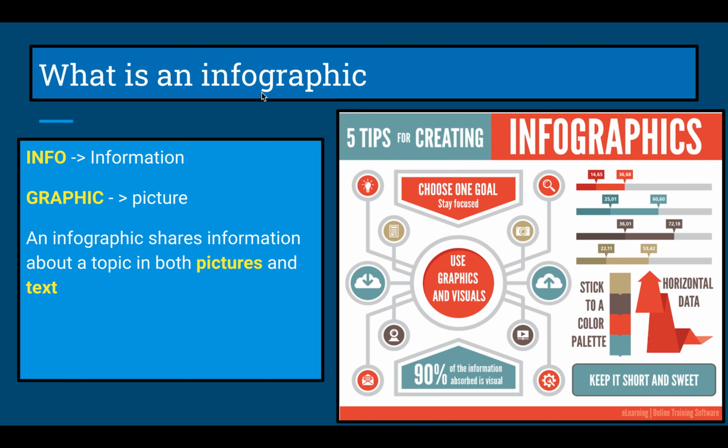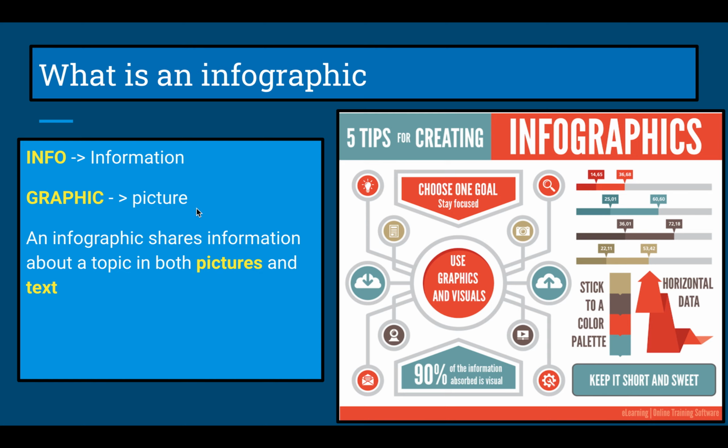So we're going to break down this word because this is something new that I've never taught, so it's important that I tell you in a correct manner. So I'm going to break the word into 2 words, right? We have root words, and the first word is info, which is information, and then graphic means picture. So an infographic shares information about a topic in both pictures and text. So you're going to put those 2 things together.